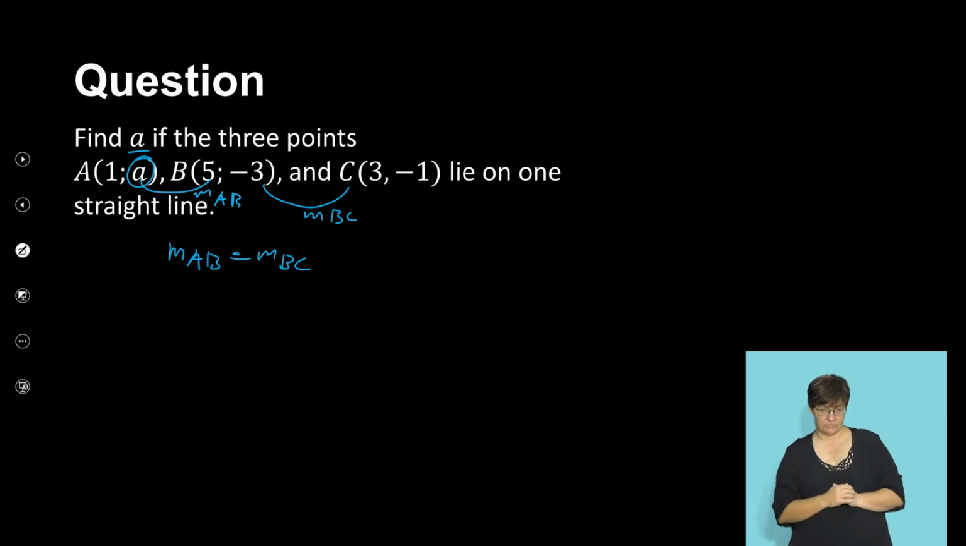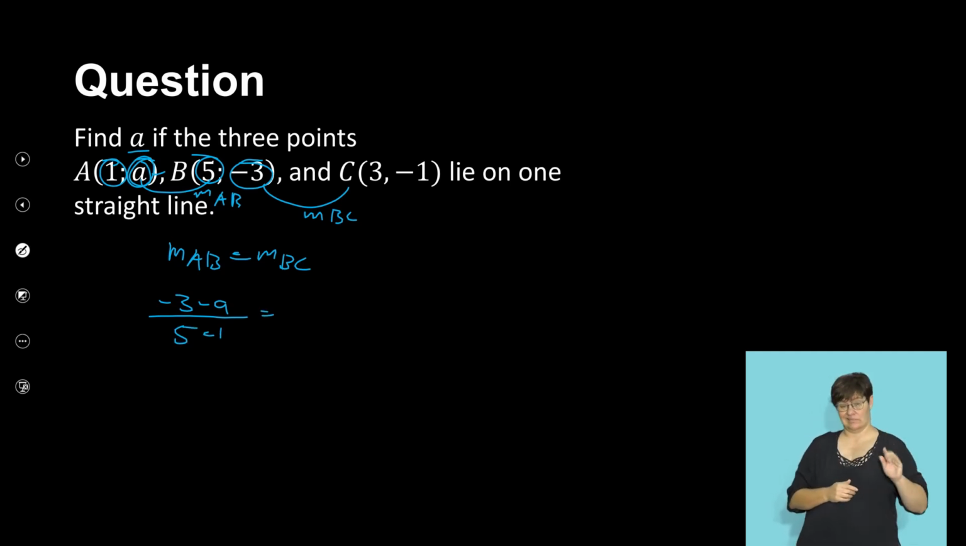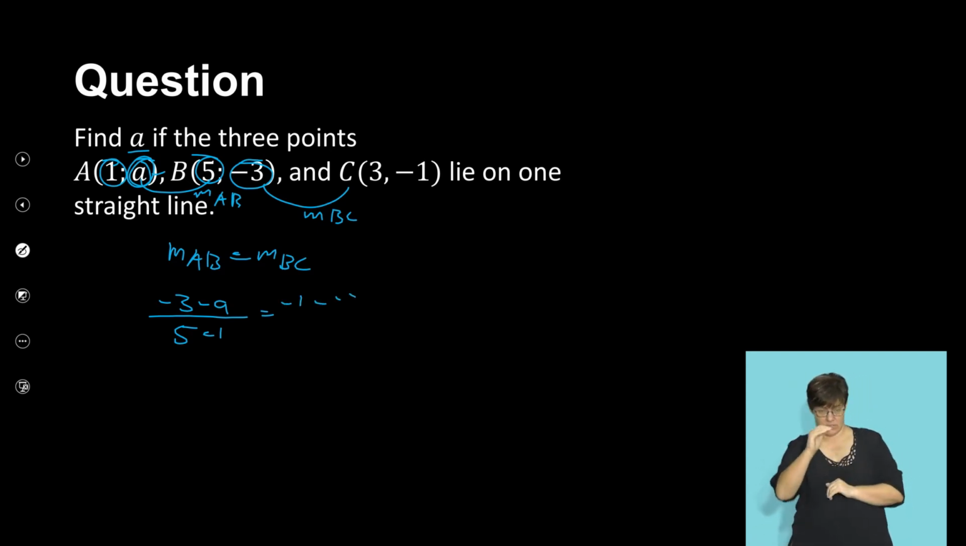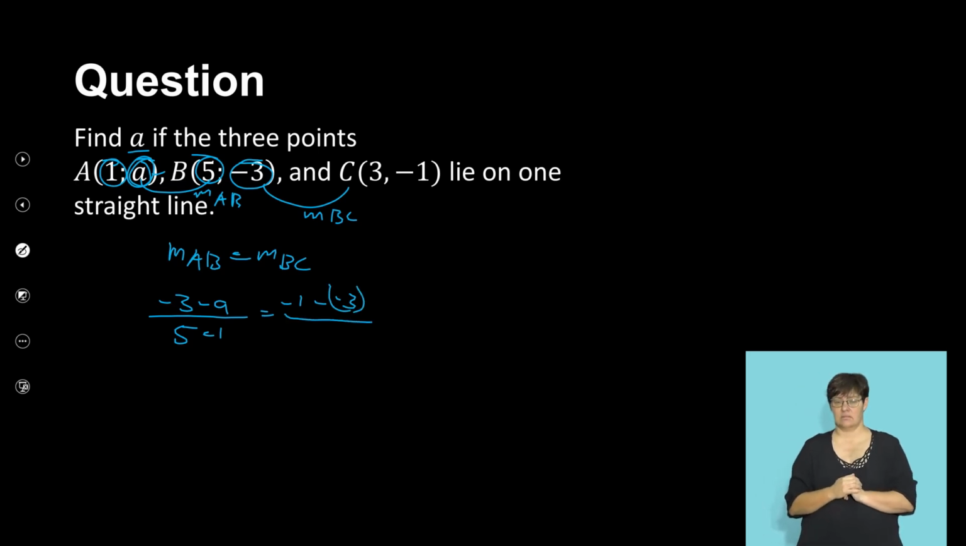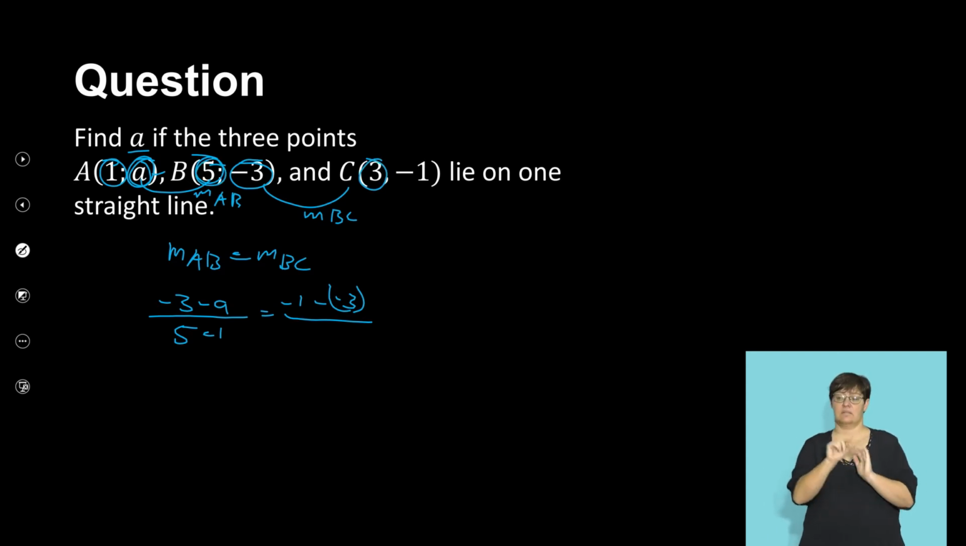And so let's go calculate the gradients of AB. What did we say? It was going to be the y value minus the y value. So I'm going to go minus 3 minus A over the x value minus the x value, 5 minus 1. So the gradient of the first section must be equal to the gradient of the second section, which is going to be minus 1 minus, and again, when I subtract a negative number, I'm always going to put that in brackets. So it's going to be minus 1 minus minus 3 over 3 minus 5. Now, we're cheating a little bit because these are the same values that we had in the previous question. And so I know what this answer here is.